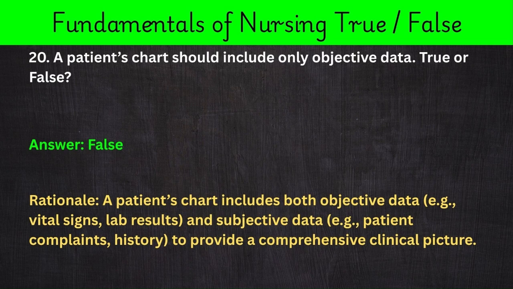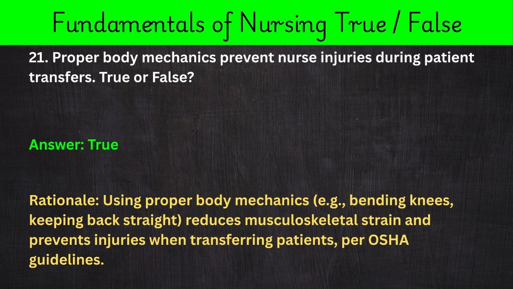Rationale: a patient's chart includes both objective data, e.g., vital signs, lab results, and subjective data, e.g., patient complaints, history, to provide a comprehensive clinical picture. 21. Proper body mechanics prevent nurse injuries during patient transfers. True or false? Answer: true.